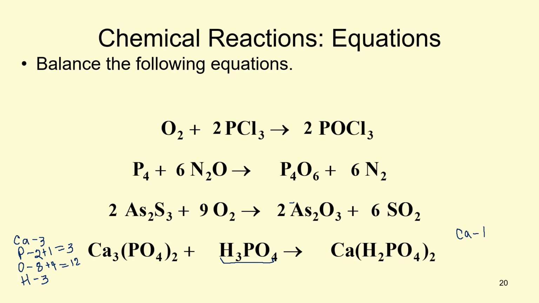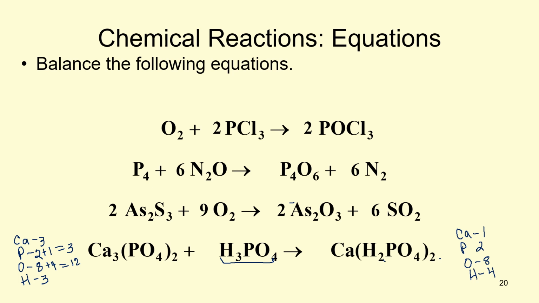I can see how this is going. I've got 2 times 2, I've got 4 hydrogen. Let me do it in the order that I have the other ones. Let's do phosphorus first. So I've got 2 times 1 or 2 phosphorus, and then if I do my oxygen, I've got 2 times 4 or 8 oxygen, and then I have hydrogen. 2 times 2 is 4 hydrogen. So you can see that nothing's balanced.